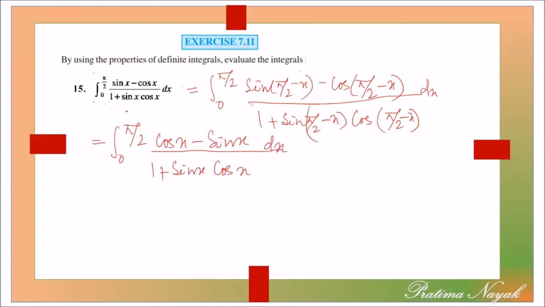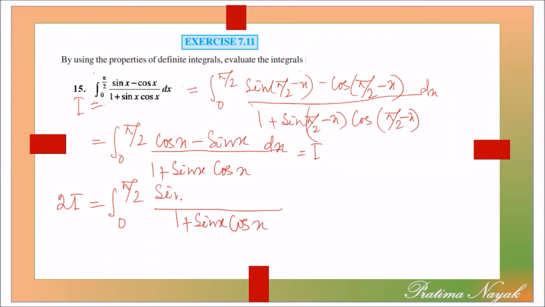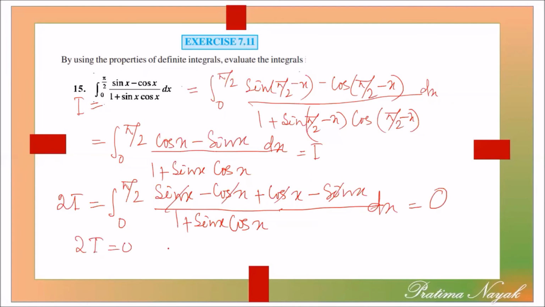And as usual, same procedure. This is I, add them. Twice I is equal to integral 0 to pi by 2, the denominator is the same, 1 plus sin x into cos x. Add the numerator, and what will you get? You are getting a big 0. Are you getting a 0? Yes. So twice I is 0. So this gives you the integral is 0.